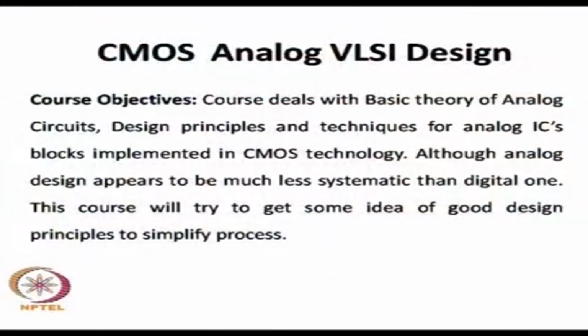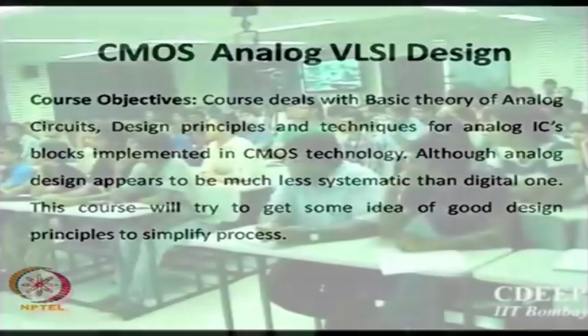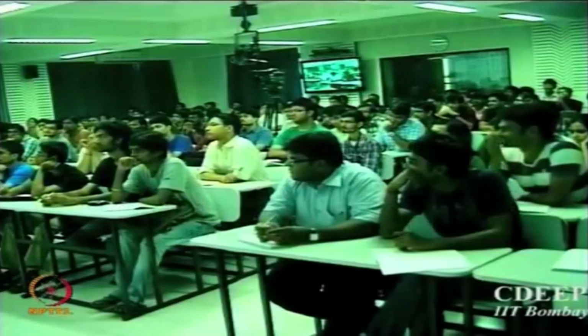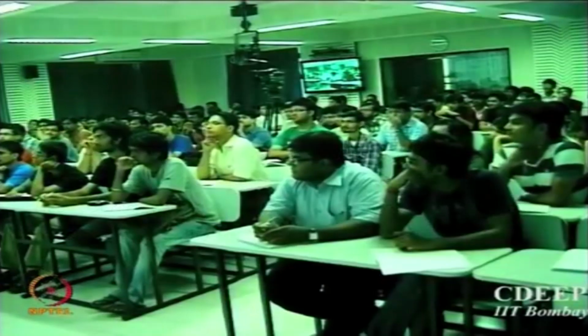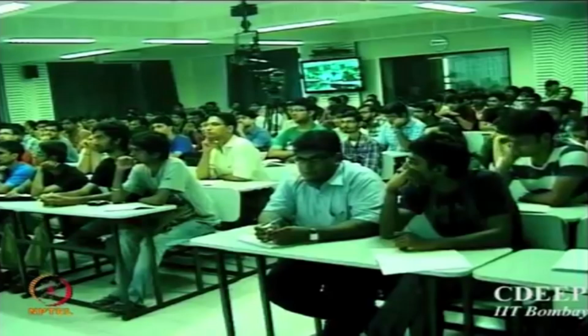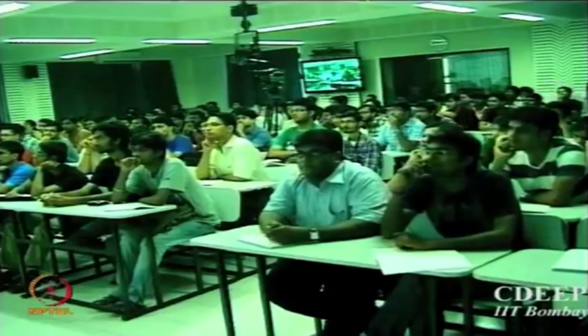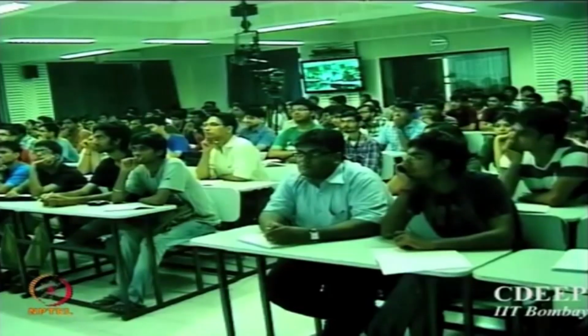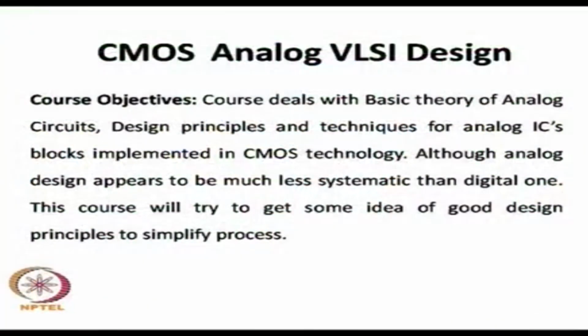The course objective is that this course deals with the basic theory of analog. You must already have done the second year analog circuit course, so nothing great will happen there; basic things can't change. However, from there, how do you design a chip, that is what the course is trying to address. But unfortunately the word design itself says that it is not available, that is why you have to design.